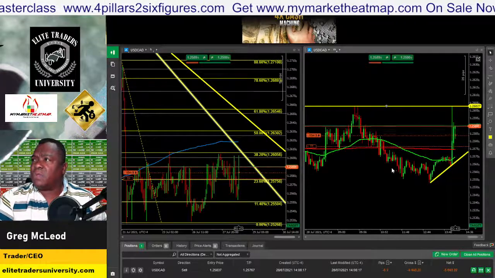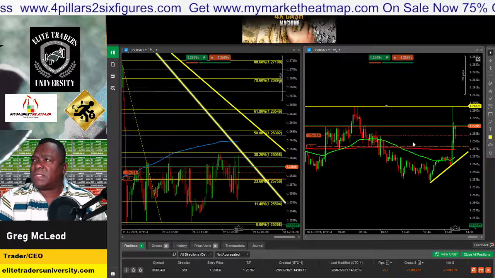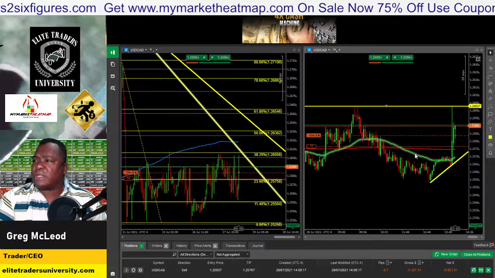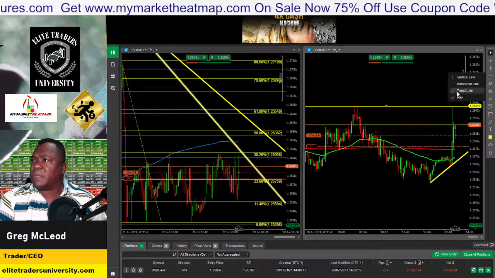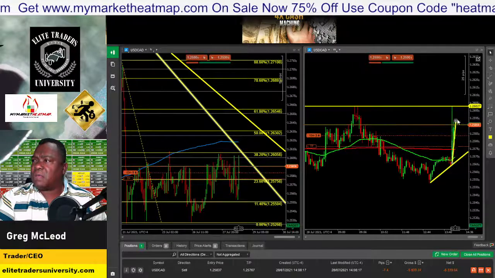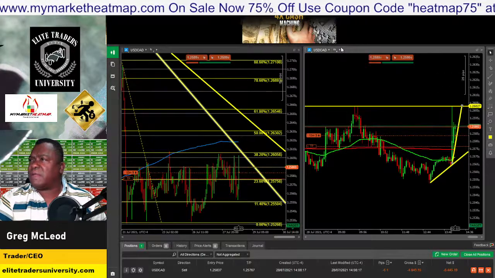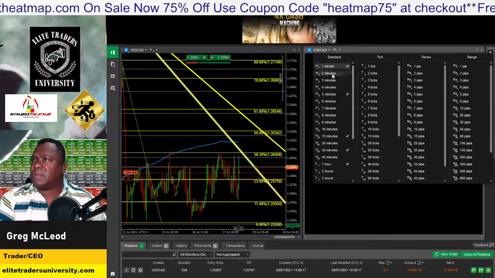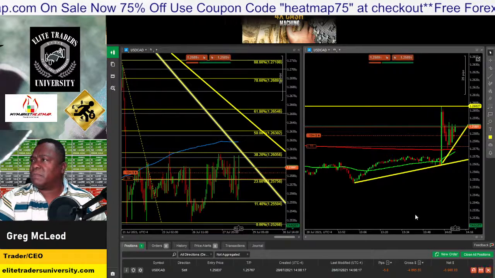Okay. Rejection at 1.2602. A lot of long wicks. And another strong trend line on a 4-minute chart. Actually, let's go to a 1-minute chart and see what's up there.